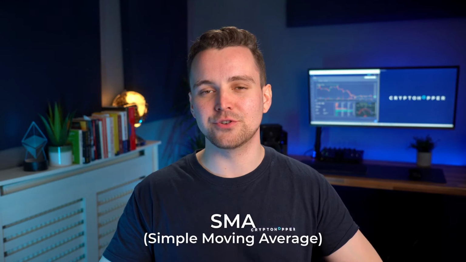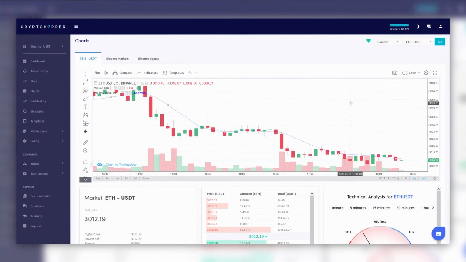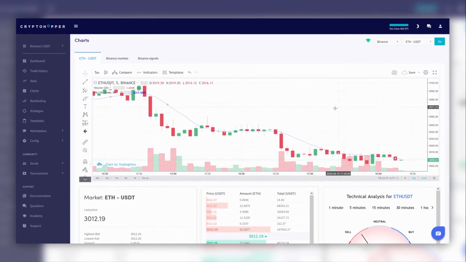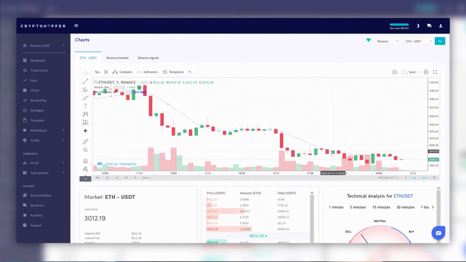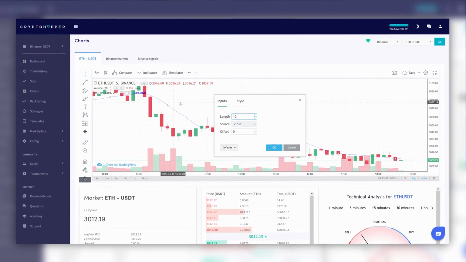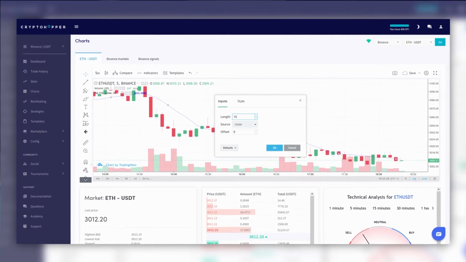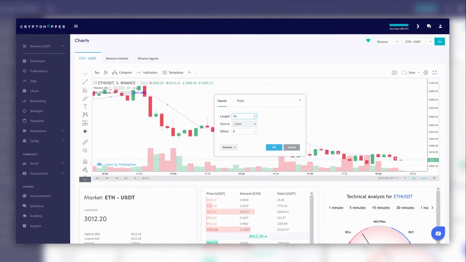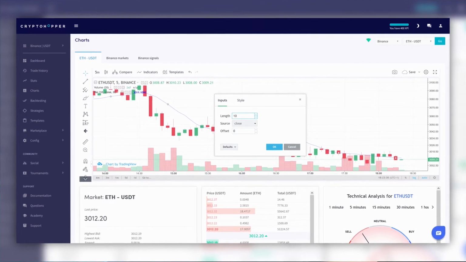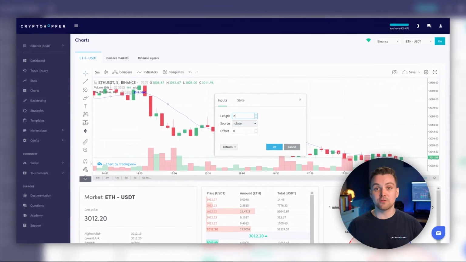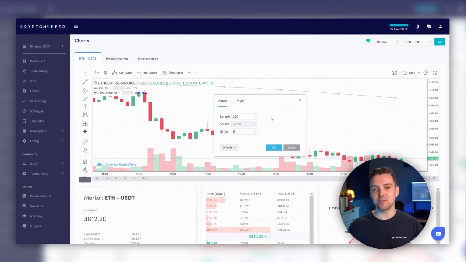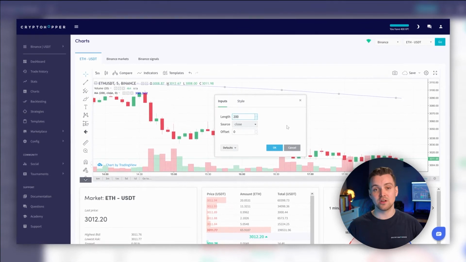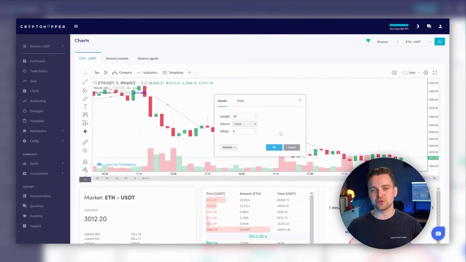Let's look at one such indicator, the Simple Moving Average, or SMA for short. The SMA is a line on the chart that takes into account a specific number of candles. A 10-period SMA is made up of 10 candles. So the more candles the moving average is made out of, the slower it will react to the market going up or down. For example, a 10-period moving average reacts much faster than a 200-period moving average.